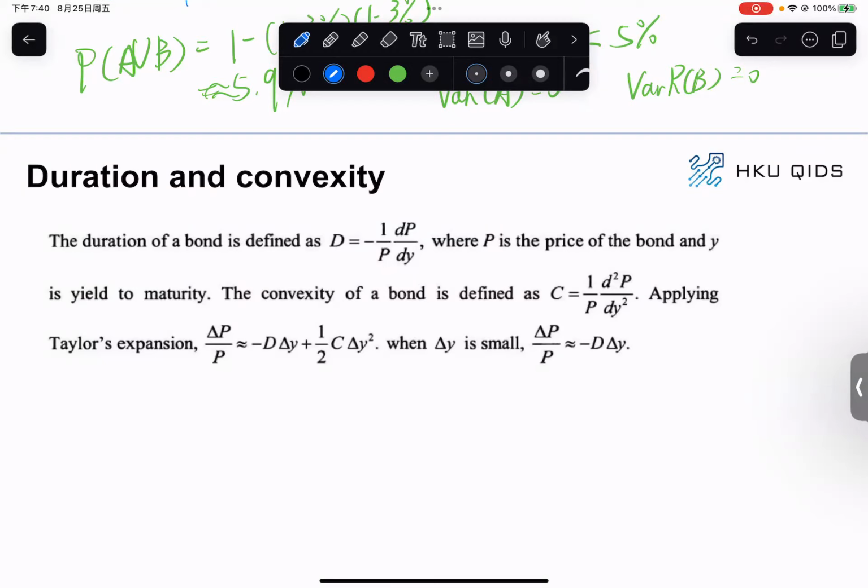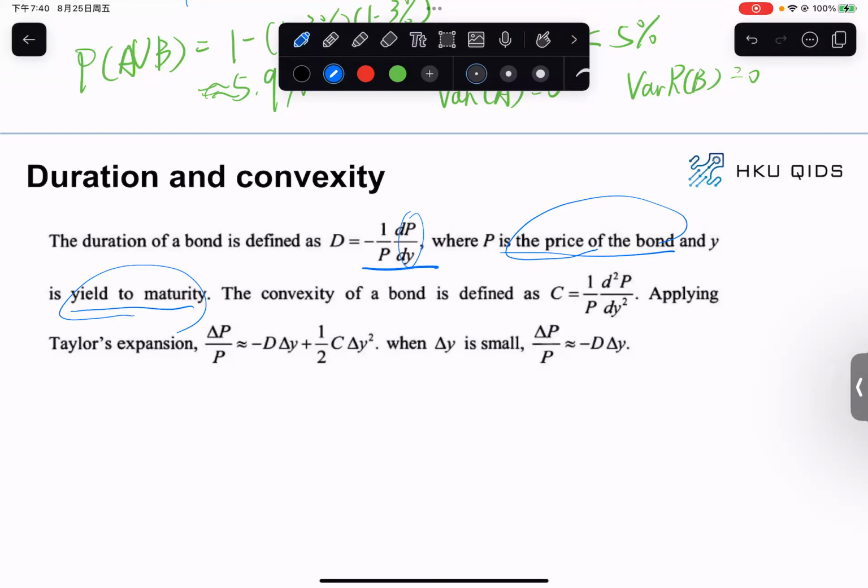The third important concept is duration and convexity. It measures the property of a bond. The duration of a bond is defined as D equal to negative 1 over P multiplied by the derivative of P over Y. P is the price of the bond and Y is the yield to maturity, which are the two most important things for a bond. It's a little bit similar to an option, where you have the stock price and the strike price, and those two define everything.